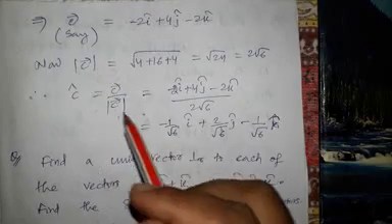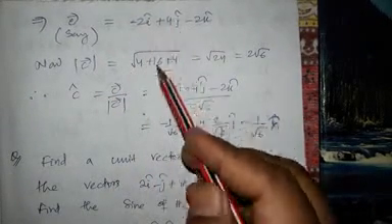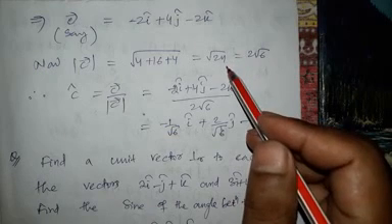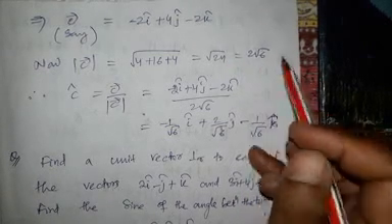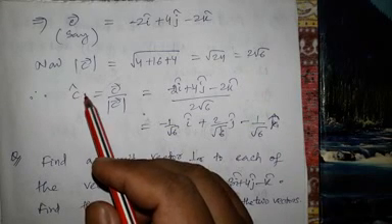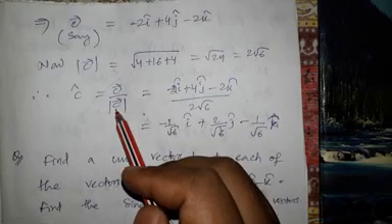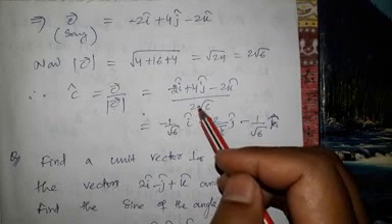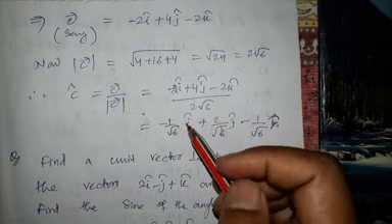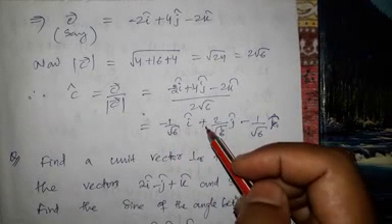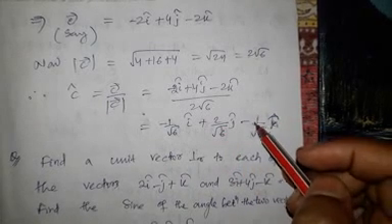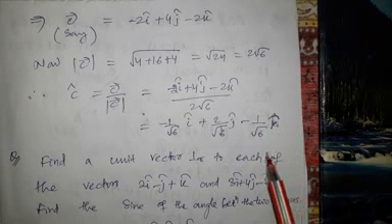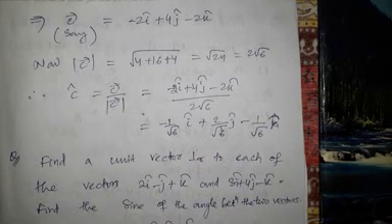Now the magnitude of C vector is equal to the root of minus 2 square, 4, 4 square, 16, minus 2 square, 4, that is equal to root 24, which is 2 root 6. Now C unit vector, that we know, is C vector divided by the magnitude of C, which is equal to minus 2i plus 4j minus 2k divided by 2 root 6. Now minus 1 by root 6 i plus 2 by root 6 j minus 1 by root 6 k. These are the unit vectors.